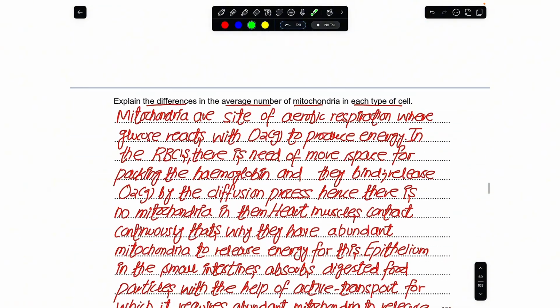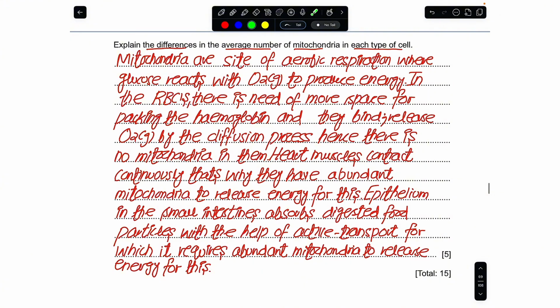So if I were to take you through reading my answer as per the mark scheme or the examiner report, you just have to focus on what I have written: mitochondria are the site of aerobic respiration, where the glucose would react with the oxygen gas to produce energy. In the red blood cells, there is need of more space for us to package more hemoglobin so that they can bind and release. And the other point is that they bind and release oxygen gas in red blood cells with the help of the diffusion process. So there is no requirement of mitochondria in them, right?